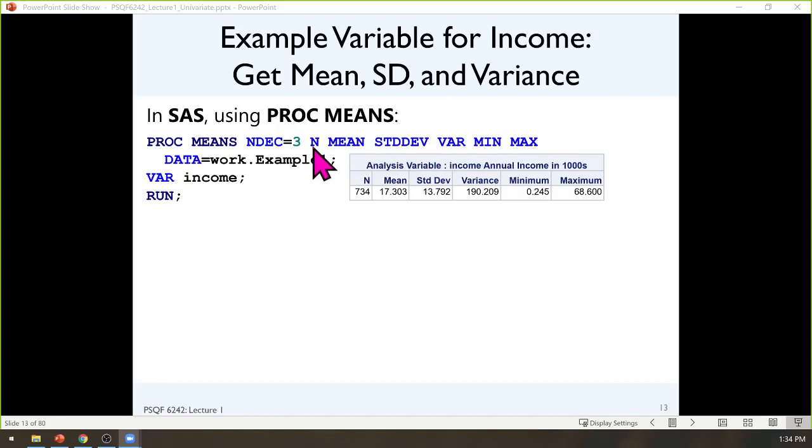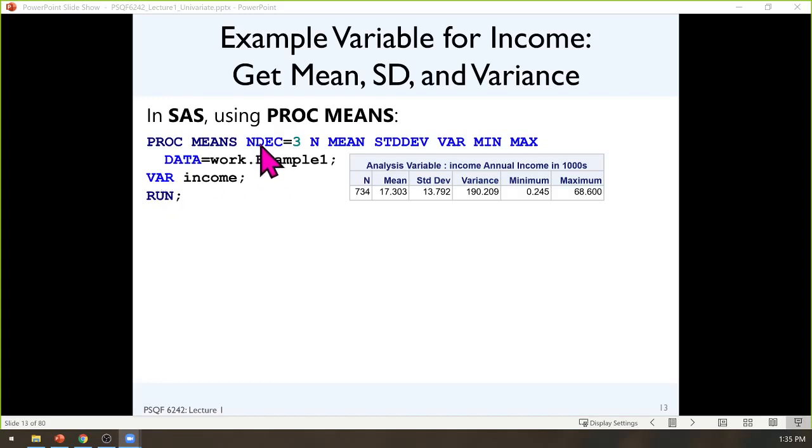So N for sample size, mean, STDDEV, the abbreviation for standard deviation, minimum and maximum, and also note var here. In a case of terrible human factors, var here is not the same thing as var over here. Var in the top line means I'd like the variance as one of the numbers you give me, please. And var over here is which variable, which column. So they're two different things.